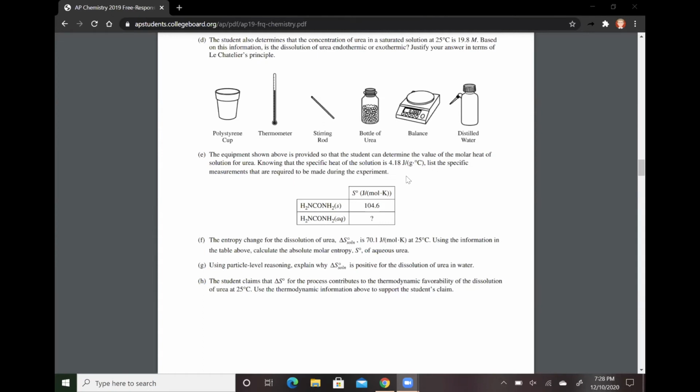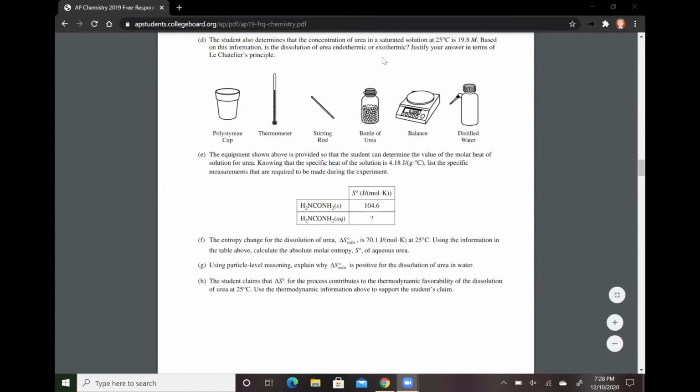Part E: the equipment shown above is provided so that the student can determine the value of the molar heat of solution for urea. Knowing that the specific heat of the solution is 4.18 joules per gram degrees Celsius, list the specific measurements that are required to be made during the experiment. Okay, so this is also easy. It's sort of an identify question. However, you have to remember this is a calorimetry experiment, basically.